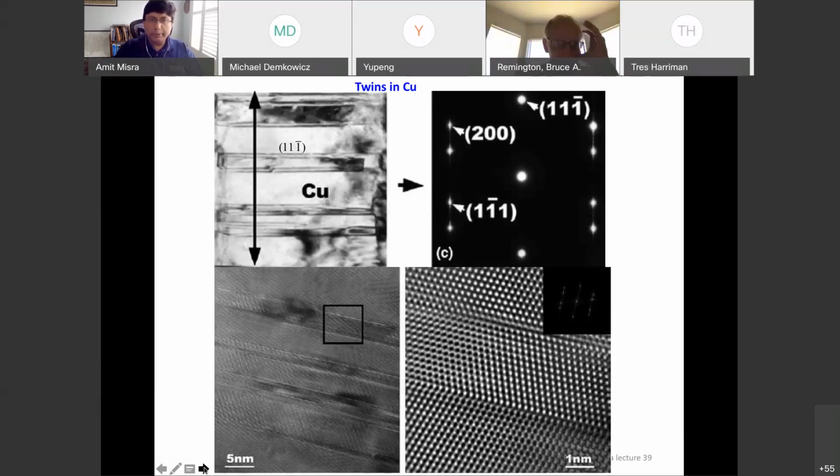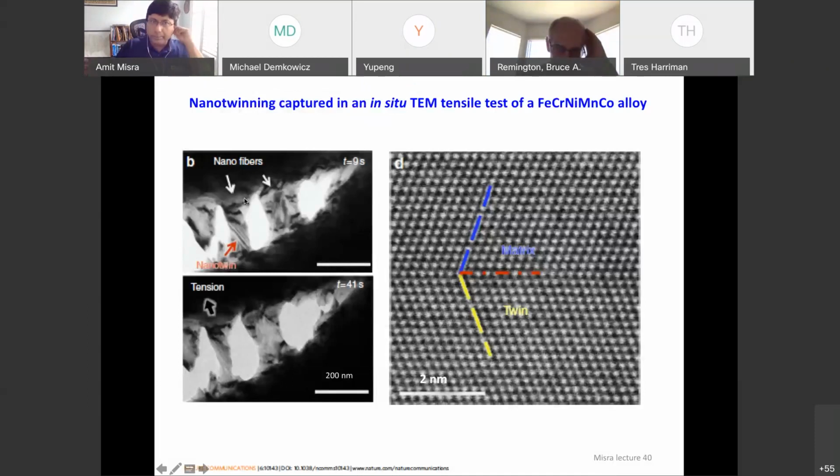It's become important nowadays, as a lot of in situ testing is done in nanoindentation. This is an example from a high entropy alloy that was tested in situ in a picoindenter in a TEM. And as the material was being tested, these features started appearing.